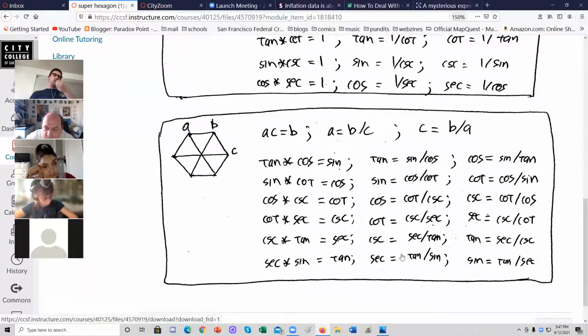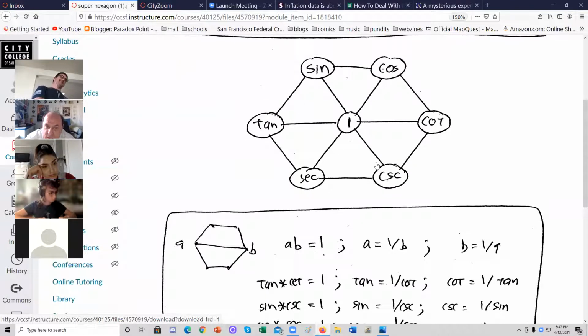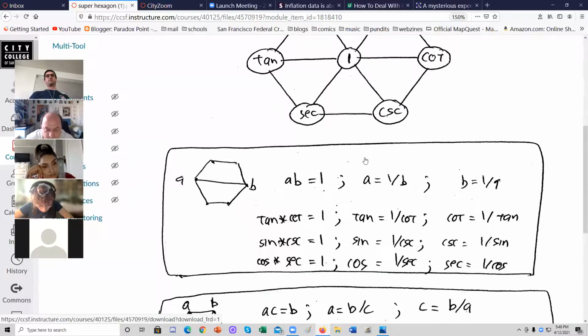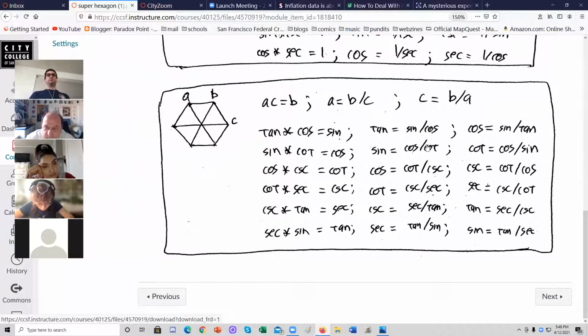Therefore, from that, you can also get various ratio identities. So sine over cosine is tangent. Cosine over cotangent is sine. Cotangent over cosecant is cosine. Cosecant over secant is cotangent. Secant over tangent is cosecant. And tangent over sine is secant, whatever. So we have these.